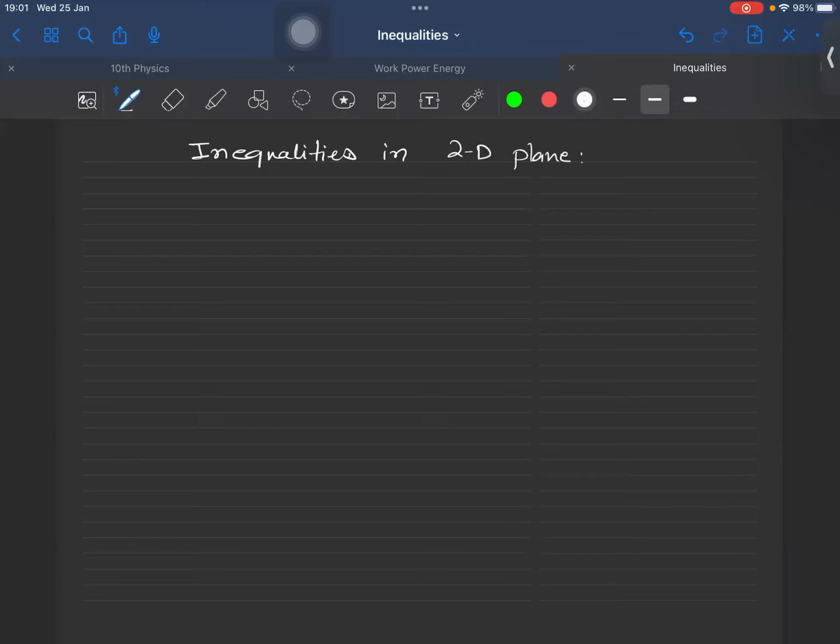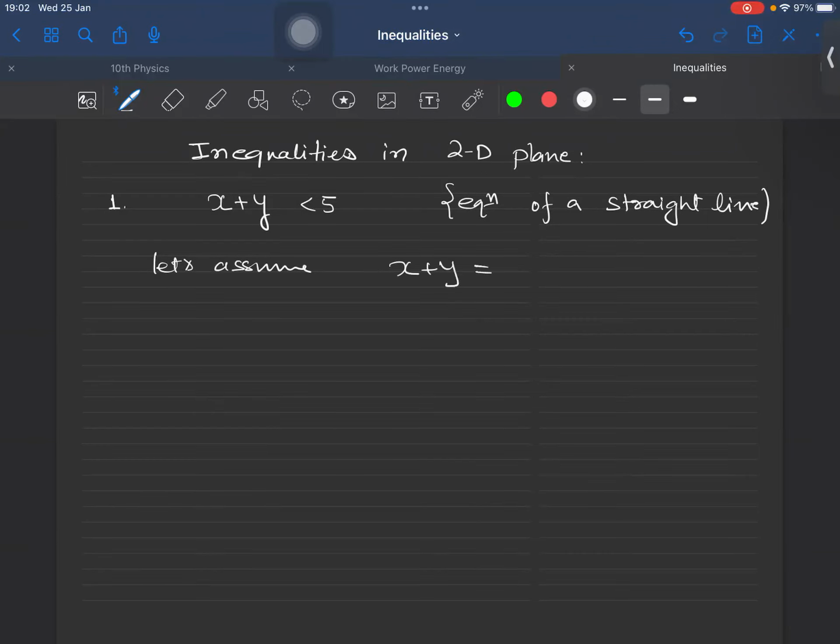Let's understand this using a problem itself. From exercise 6.2, this is the first problem: x plus y should be less than 5. Whatever values of x and y you take, it should be less than 5. In this case, first you can see this is the equation of a straight line. So let's assume x plus y is equal to 5.